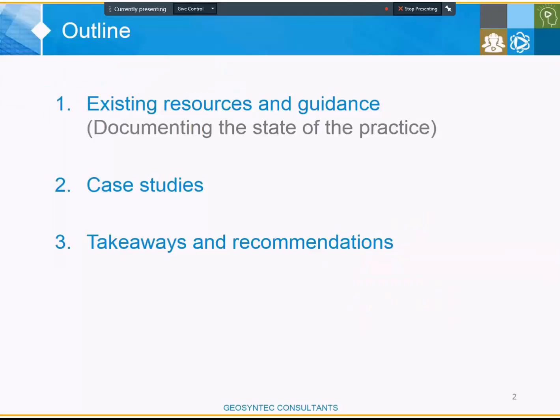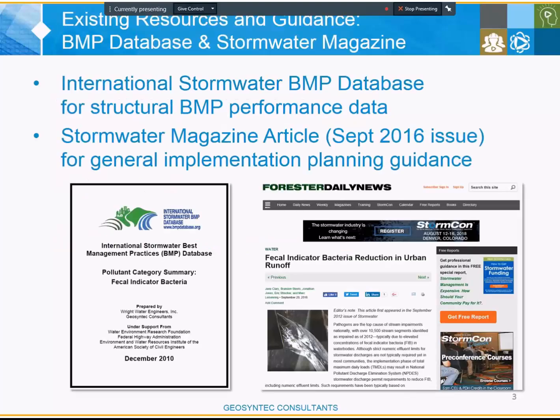So there's a lot of different ways I could have taken this. I'll focus on describing and documenting the state of the practice as it's reflected in existing available resources and guidance, then talk about some case studies, and then try to wrap things up with takeaways and recommendations. And where to begin on available resources?